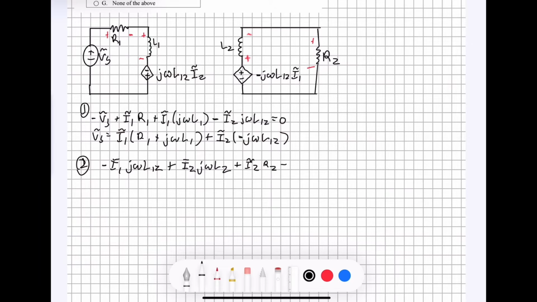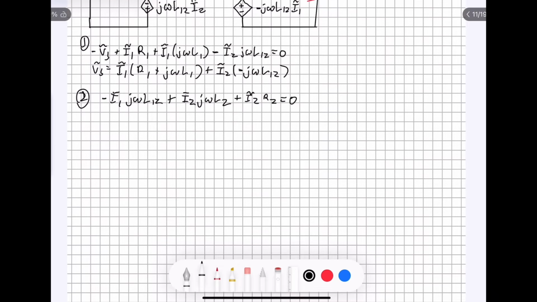And that is going to be equal to 0 because the sum of the voltages must always be equal to 0. Rewriting this, we've got 0 equals I tilde 1 times negative J omega L1 2 plus I tilde 2 times R2 plus J omega L2.